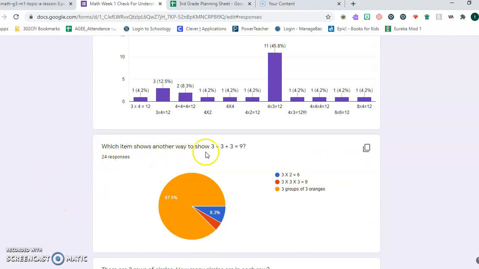So which item shows another way to show 3 plus 3 plus 3 equals 9? That's 3 groups of 3 oranges equals 9. So we've got 1 group of 3, 2 groups of 3, 3 groups of 3, and that equals 9 total things. So this is not 9 total things. The blue dot's not 9 total things. And 3 times 3 times 3 would be different. So 3 times 3 groups of 3 times would be more than 9. So this one actually describes the situation. 3 groups of 3 oranges.